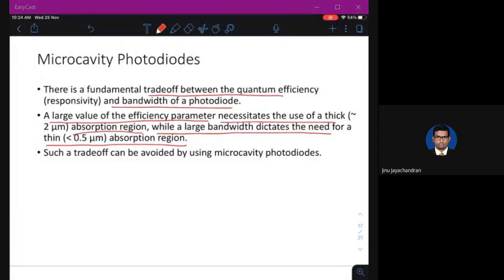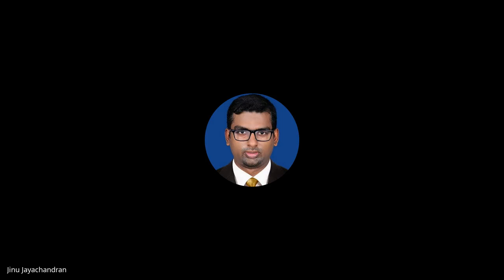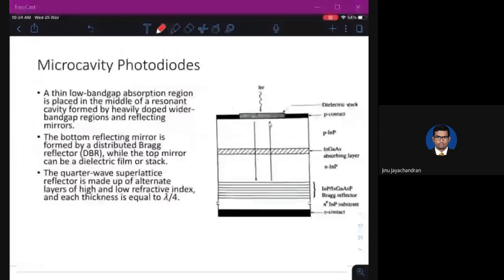Such a trade-off can be avoided by using microcavity photodiodes. So using microcavity photodiodes, you don't have to look at all these things. So this is a microcavity photodiode. What all things are there? A thin, low bandgap absorption region is placed in the middle of a resonant cavity formed by heavily doped wider bandgap regions and reflecting mirrors.